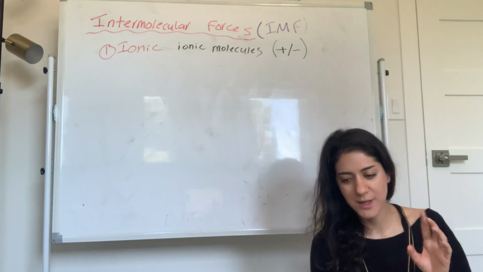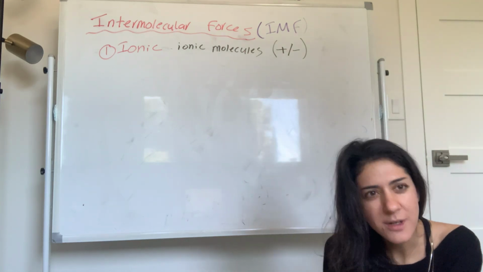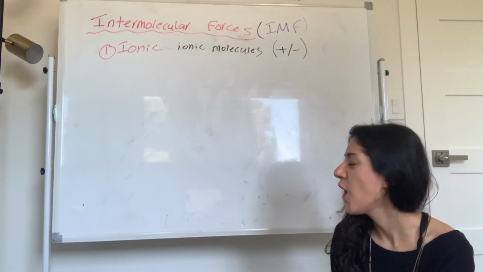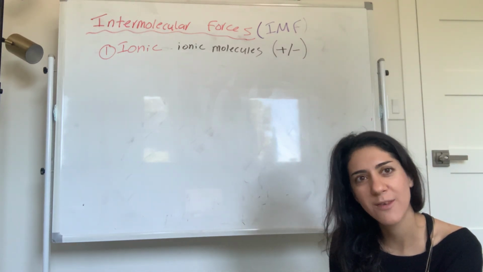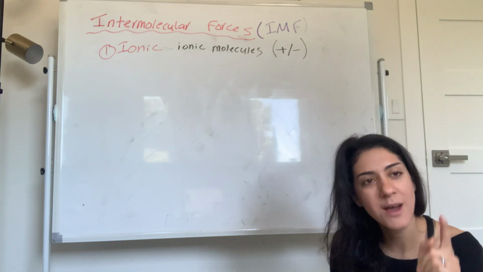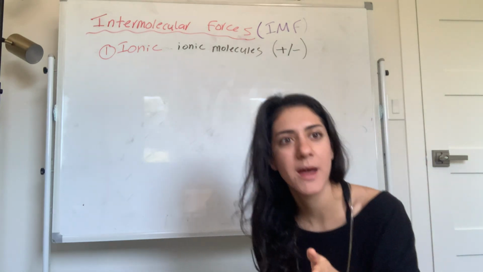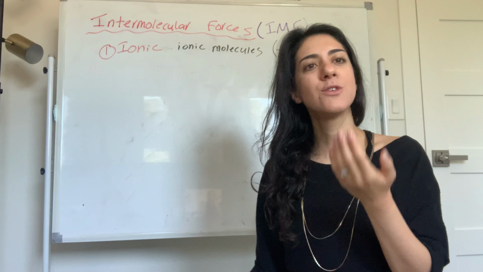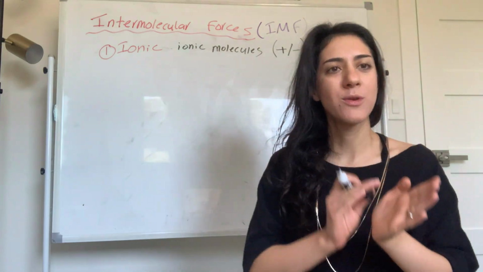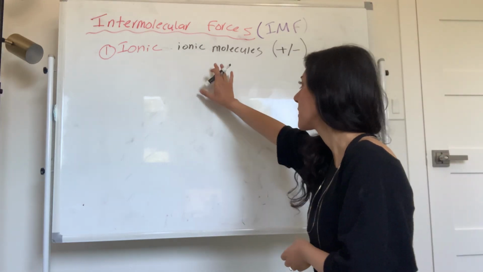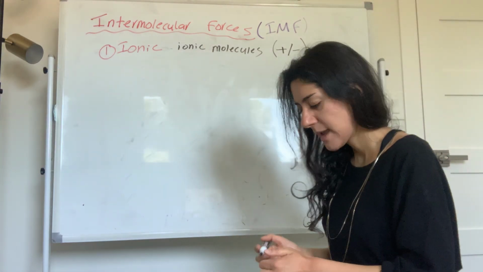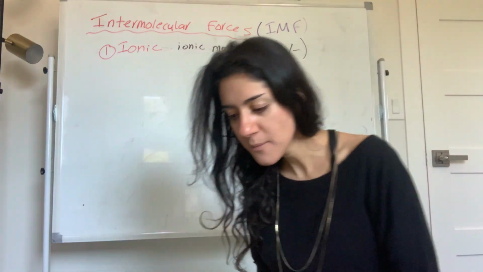Before we keep going, I know you know this, but just to make sure: how do you know you have an ionic compound? You know you have an ionic compound when you have a metal and a non-metal. So when you have a metal and a non-metal, you have an ionic compound, and ionic forces are responsible for that.